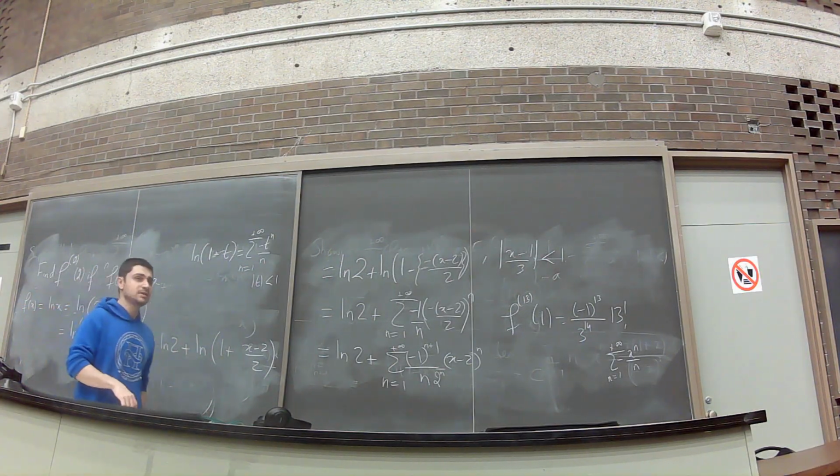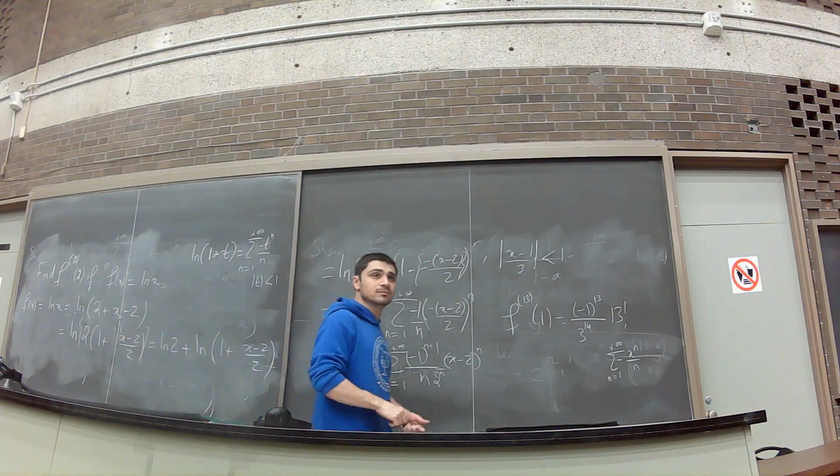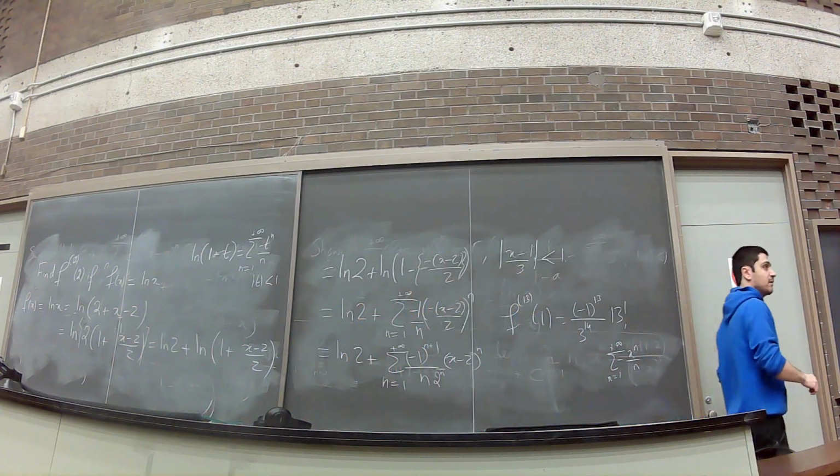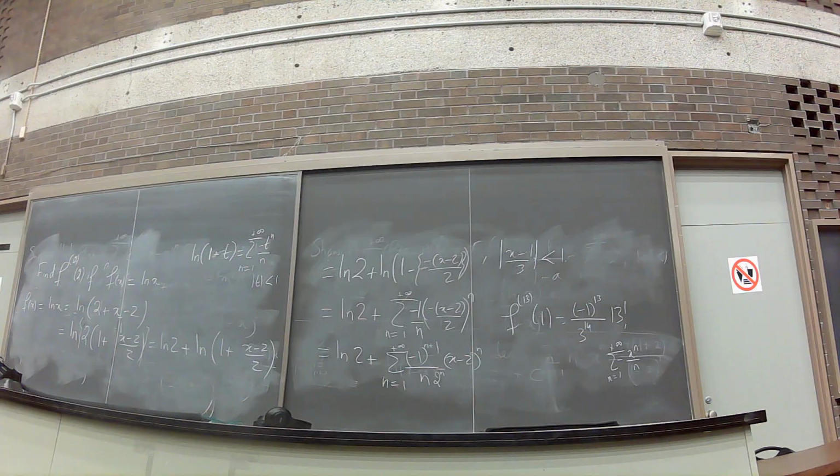Great. So what is f^(12) at 2? What is the derivative of f at 2? What do I need to look at? I need to look at the coefficient of (x - 2) to the 12 and multiply this coefficient by 12 factorial. Right? Great.